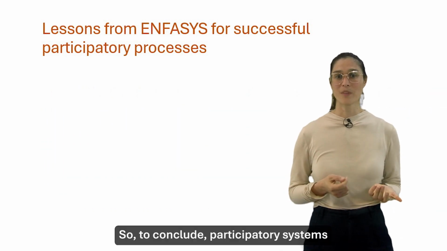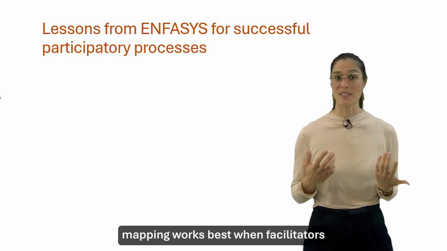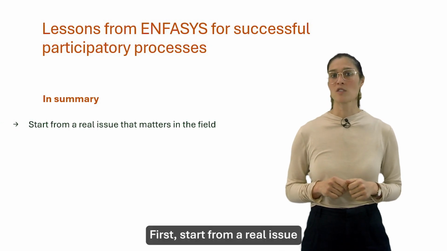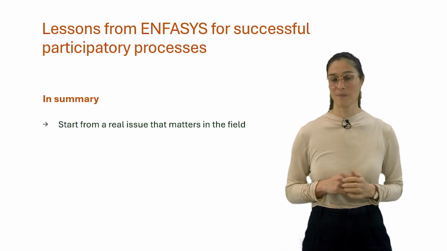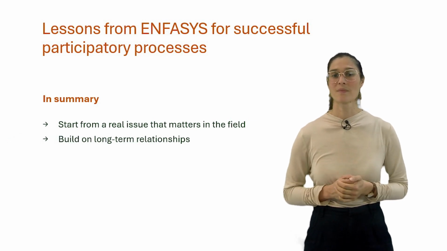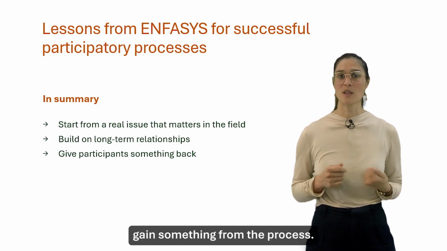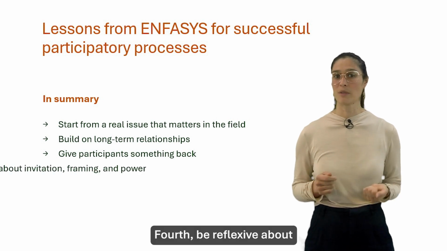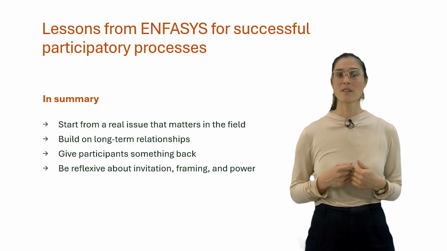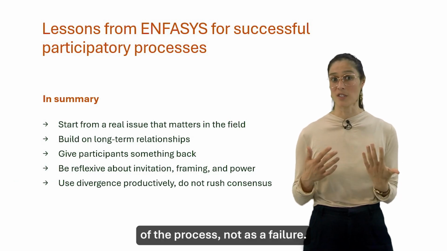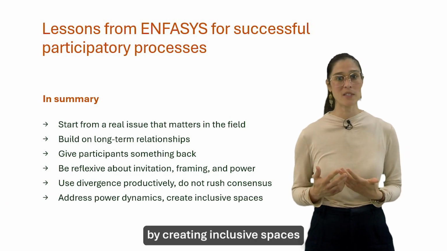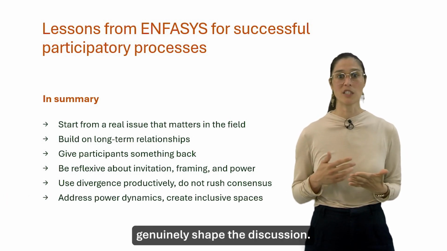So, to conclude, participatory systems mapping works best when facilitators pay attention to six key principles. First, start from a real issue that matters in the field. Second, build on existing relationships and accountability. Third, make sure participants gain something from the process. Fourth, be reflexive about who is invited, who is missing, and how the issue is framed. Fifth, treat divergence as part of the process, not as a failure. And finally, address power dynamics by creating inclusive spaces where diverse perspectives can genuinely shape the discussion.